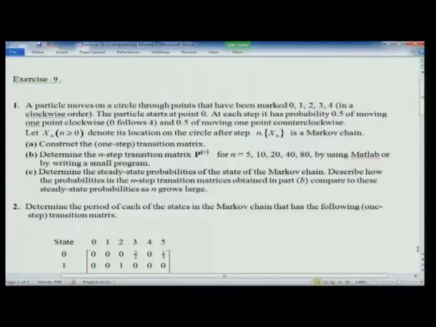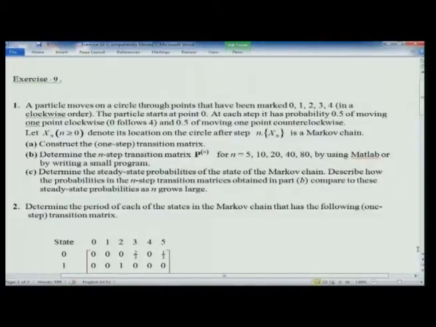Then determine the steady state probabilities of the states of the Markov chain. This may become a little tedious, because the transition matrix is 5 by 5, so you will have 5 variables and 5 equations. But since the values of p are half, it should not be a difficult system to solve, and you should get the answer quickly. Then describe how the probabilities in the n step transition matrices obtained in part B compare to these steady state probabilities as n grows large.